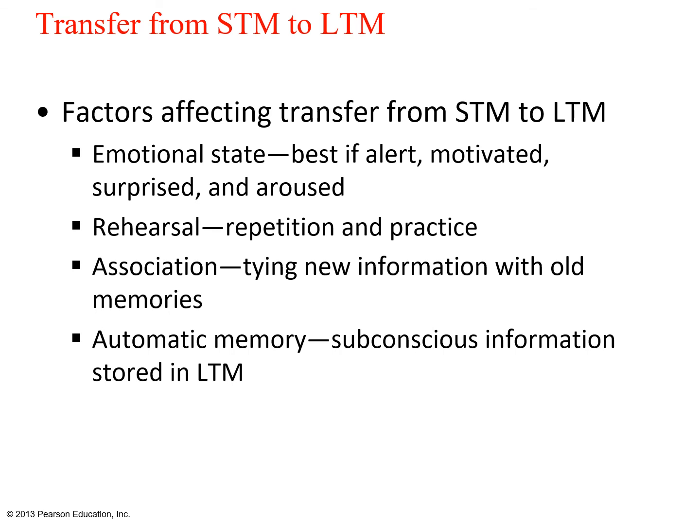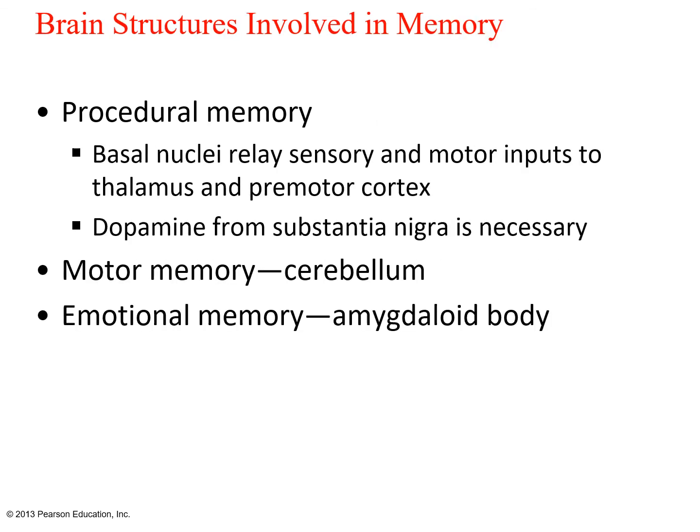Again, as with other factors affecting transfer from short to long-term memory, rehearsal, repetition, and practice can also help automatic memory as well as conscious recall. Procedural memory is basically automatic memory. So a lot of the things that I was talking about in terms of motor reflexes and motor skills, this is procedural memory. What's involved in procedural memory is that basal nuclei relay what's going on, sensory and motor inputs, both to the thalamus and to the premotor cortex.